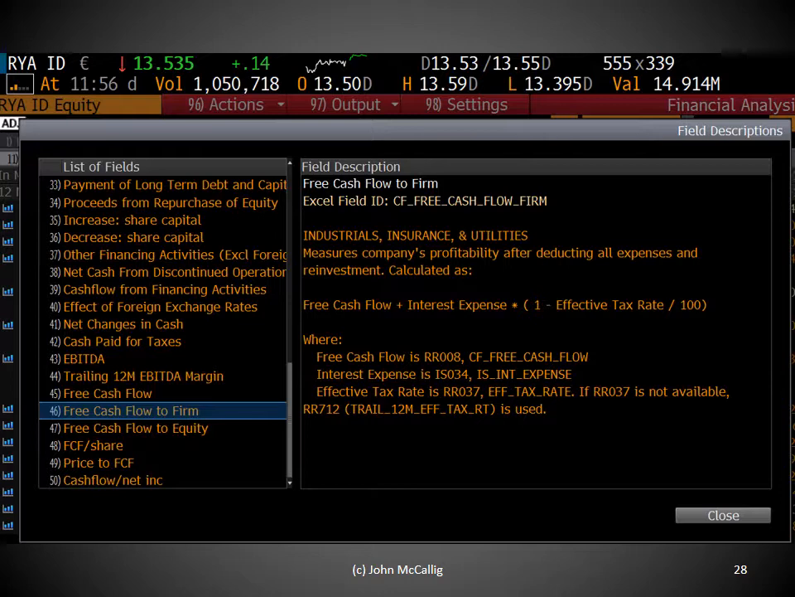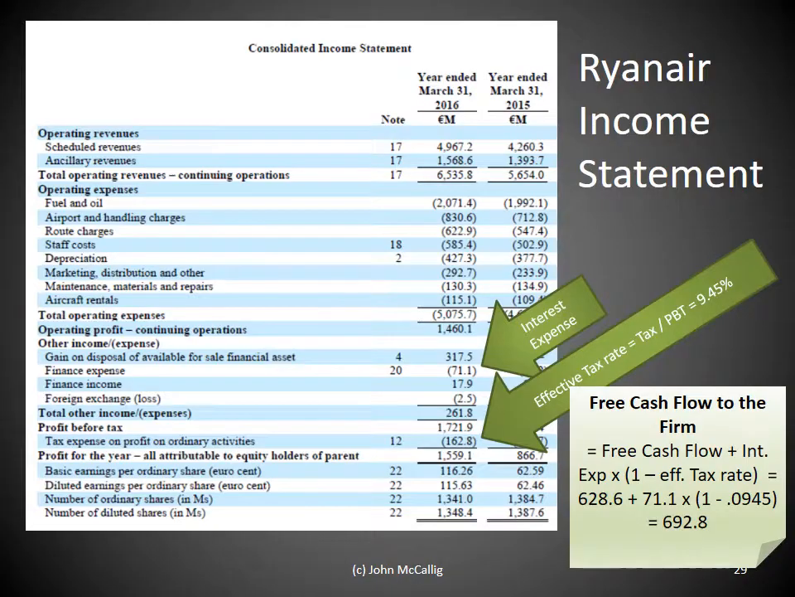And then the free cash flow to the firm makes one more adjustment. It adds back the interest and makes an adjustment for the tax. So essentially you now have a cash flow measure that is to all the finance holders in the firm, not just to the equity holders. So we can maybe work out a value for the whole firm.